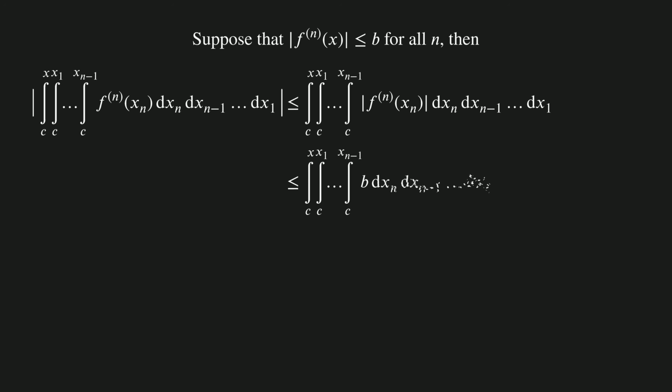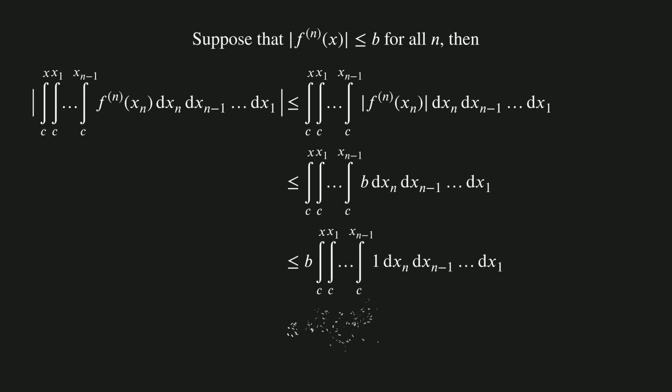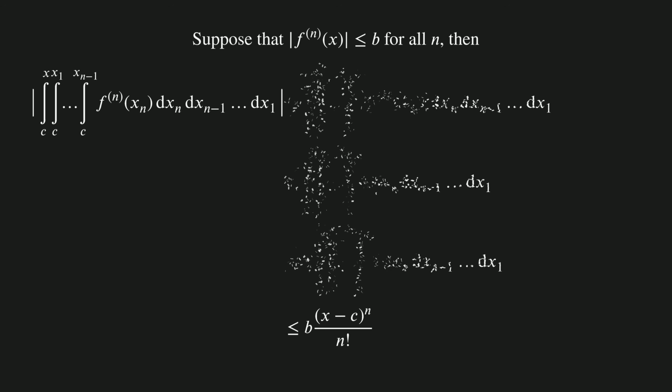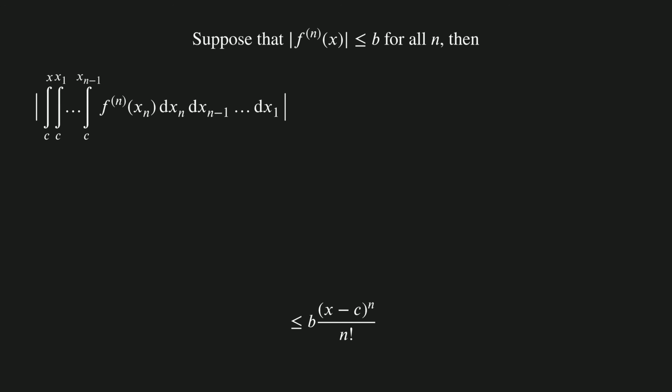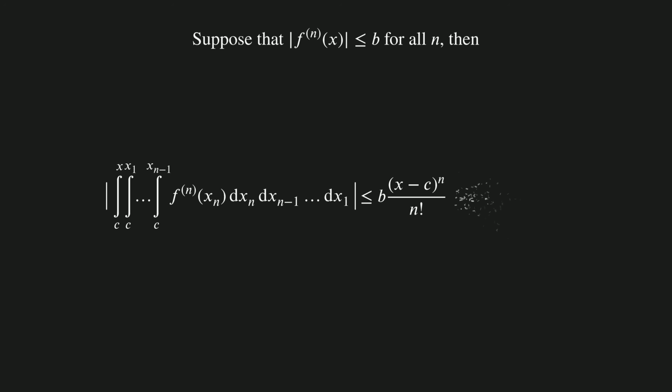The absolute value of an integral is less than the integral of absolute values, which are less than b, and b is constant with respect to the variables of integration, so we can pull it outside of the integrals. And as we saw before, when you integrate the constant function n times, you get (x minus c) to the power of n divided by n factorial. As n tends to infinity, this expression goes to 0.